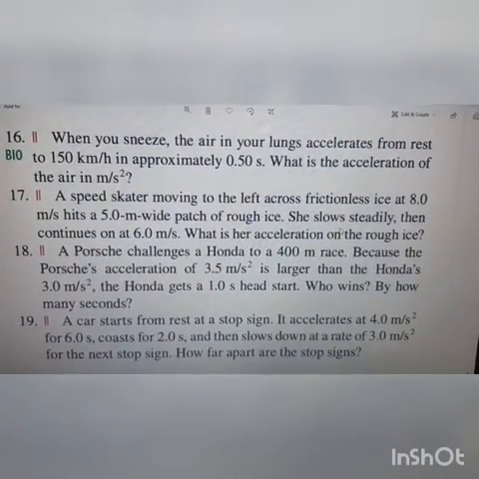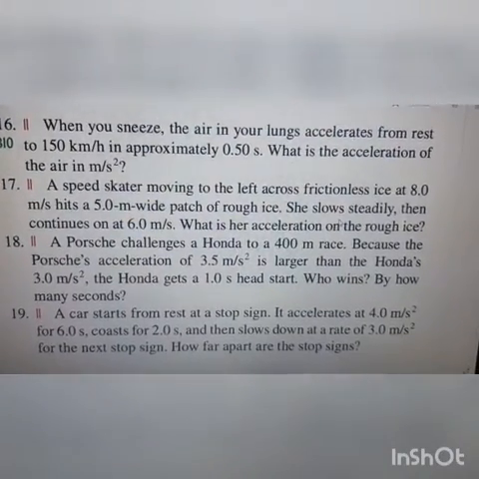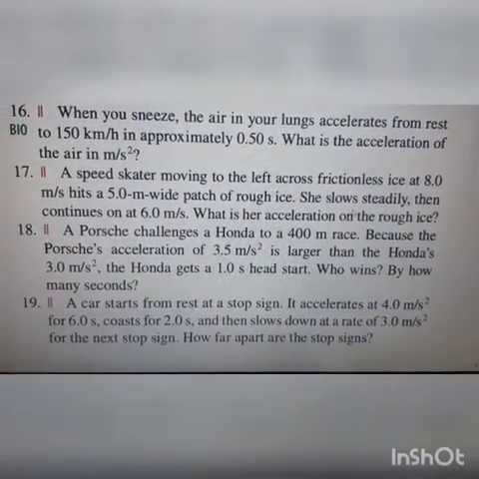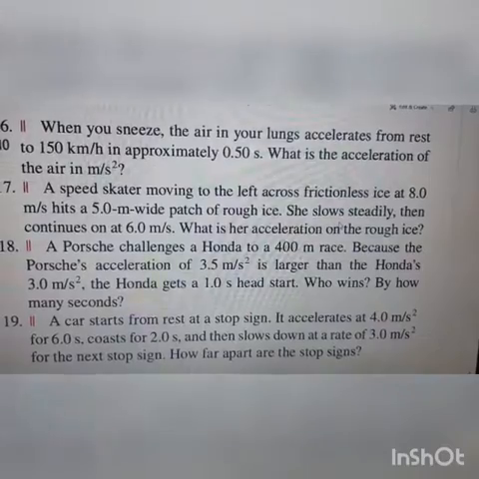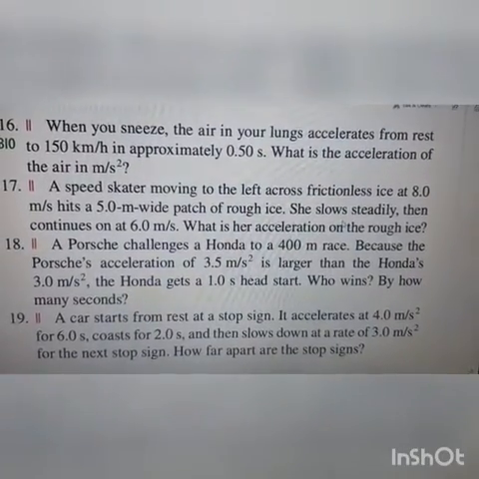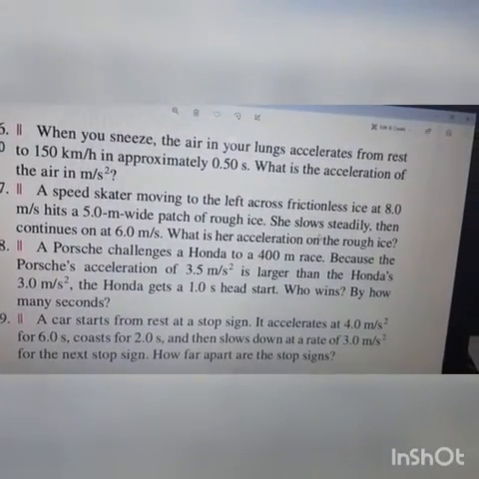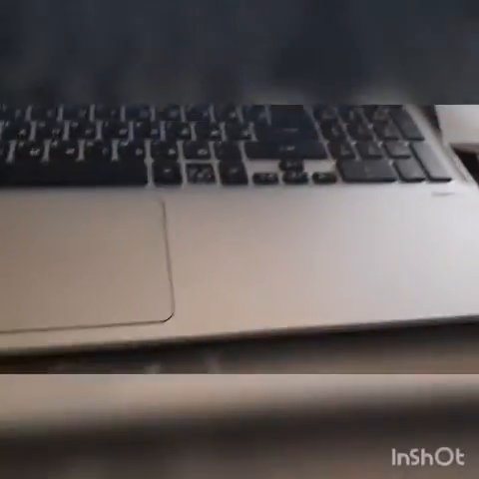A speed skater moving to the left across frictionless ice at 8 meters per second hits a 5 meter wide patch of rough ice. She slows steadily, then continues on at 6 meters per second. What is her acceleration on the rough ice? Okay, let's solve.